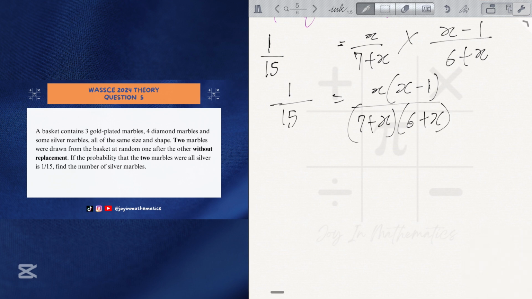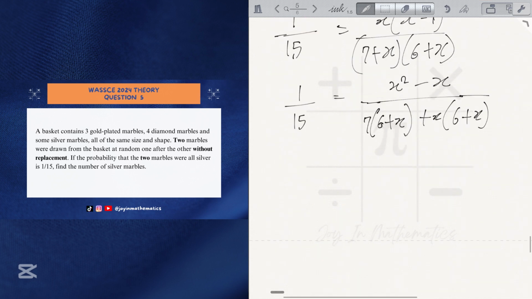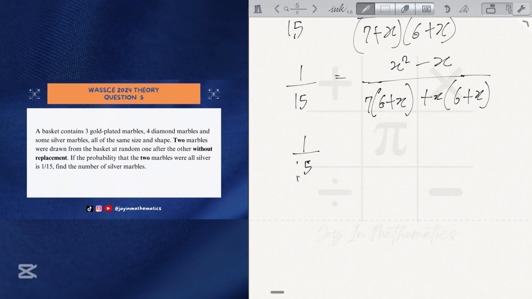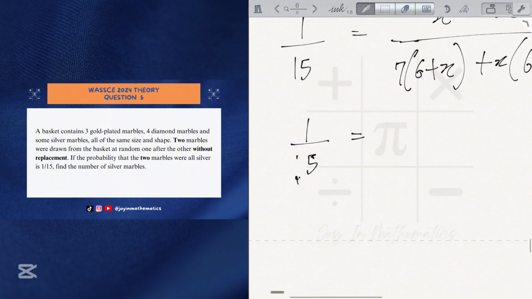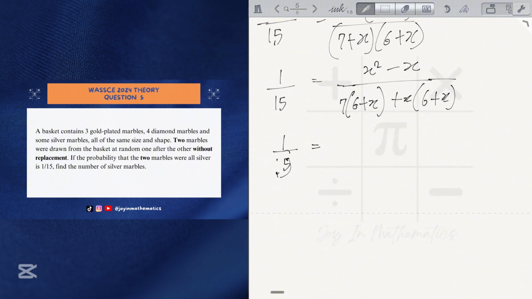And we can simplify the denominator first before cross multiplying. So this will be 7 into 6 plus x, plus x into 6 plus x. The numerator will now be x squared minus x. So moving on, we will have 1 divided by 15 is equals to x squared minus x.